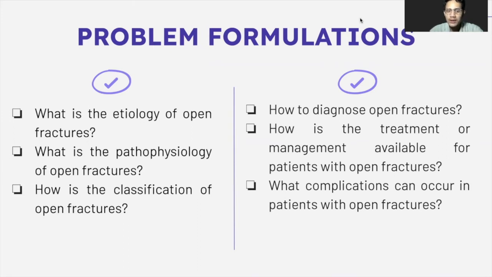First of all, what is the etiology of open fractures? What is the pathophysiology of open fractures? How is the classification of open fractures? How to diagnose open fractures? How is the treatment or management available for patients with open fractures? And then the last one, what complications can occur in patients with open fractures?